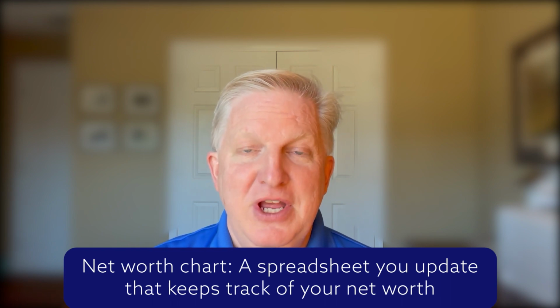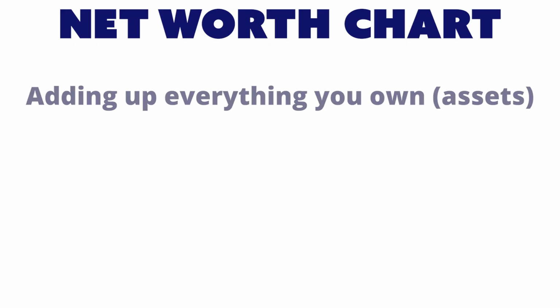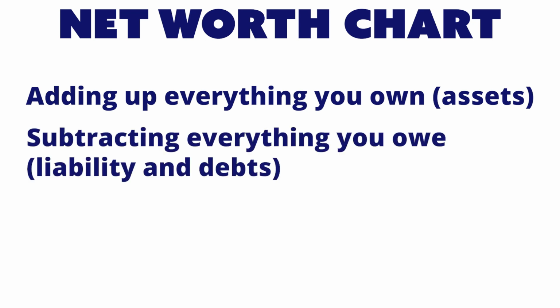So what's net worth? Net worth is just an accounting term. It basically is a number that you reach by adding up everything you own, all of your assets, subtracting everything you owe, all of your liabilities or debts, and then the number that you get, the difference between the two, is your net worth. It's how much you own after you pay off all your debts. Your goal, of course, is to get that number to increase over time.